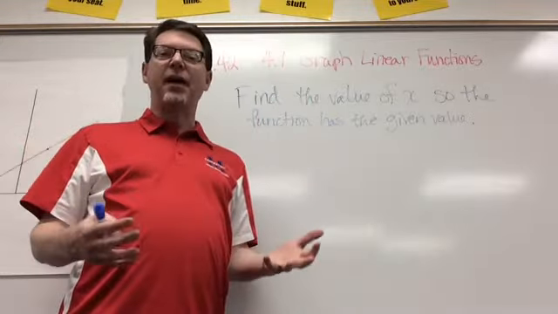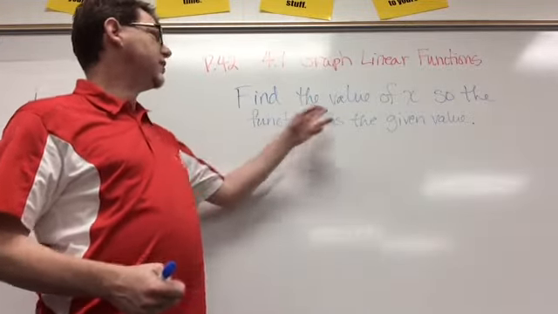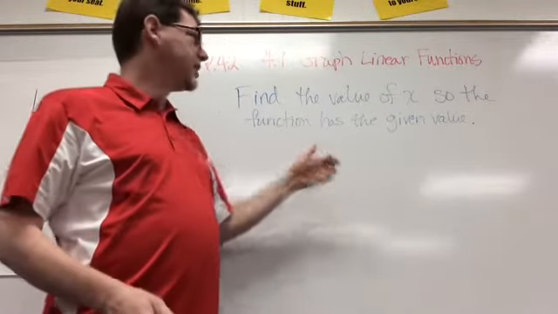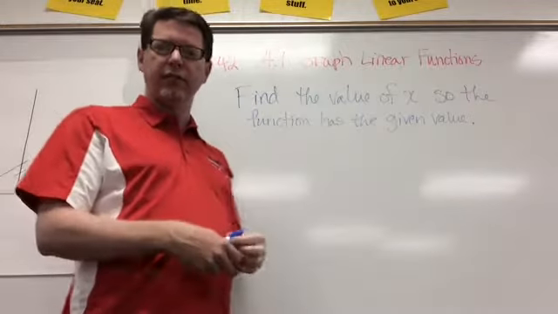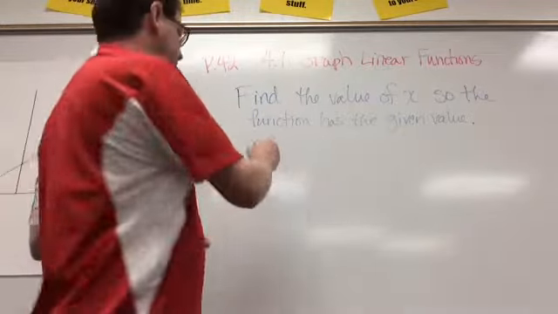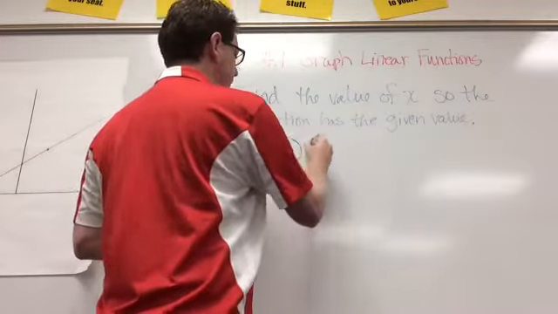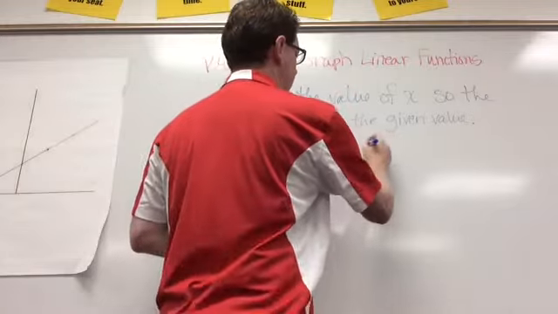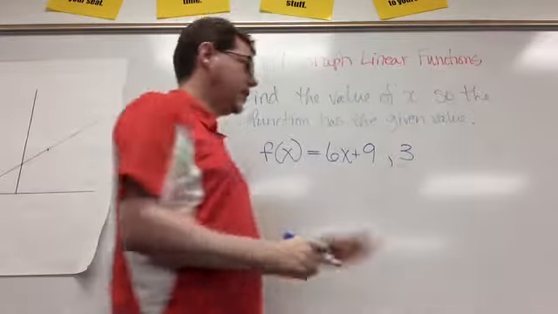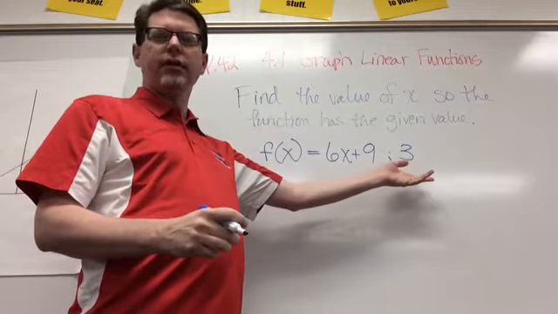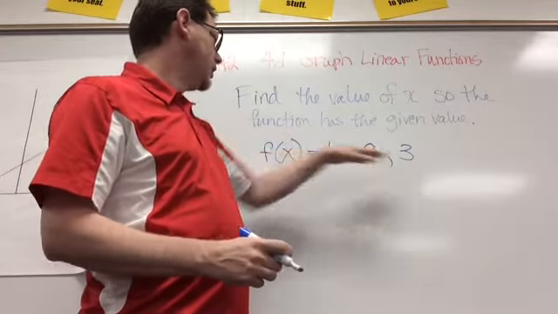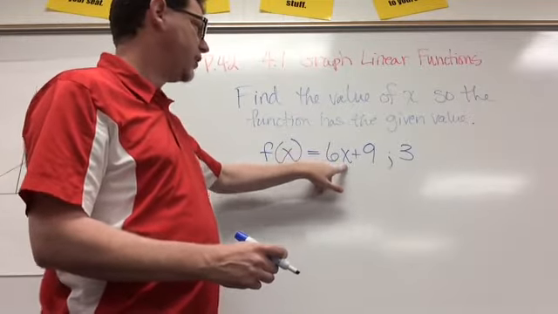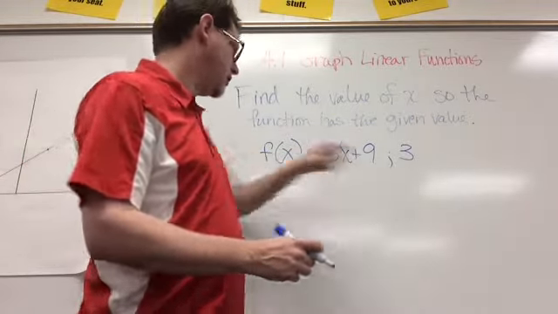Now something else they might ask us to do is to find the value of x so that the function has a given value. So instead of actually solving for y, this time I'm going to solve for x. And the problem would look something like this. The f of x equals 6x plus 9, and then they have a 3 after that. Well, what do I do with that 3? That 3 is what y is going to equal. And so I've got to figure out what value of x do I need so that this y equals 3.